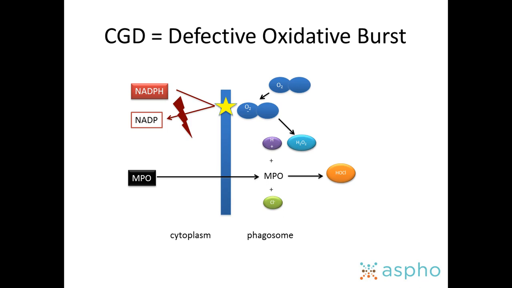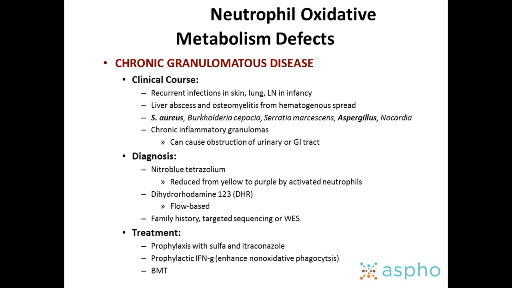All right, so what happens with CGD? In CGD, this is broken, right? You can't generate your gas chambers for your offending phagosomes. So it's really the problem, and it just depends which part of the electron transport chain is broken. All right, so chronic granulomatous disease is, again, the most common neutrophil defect other than infections.